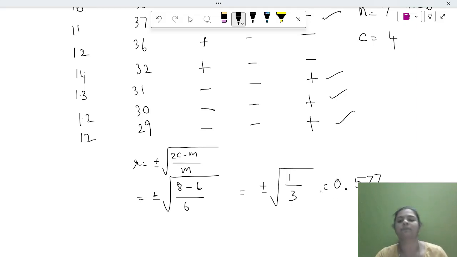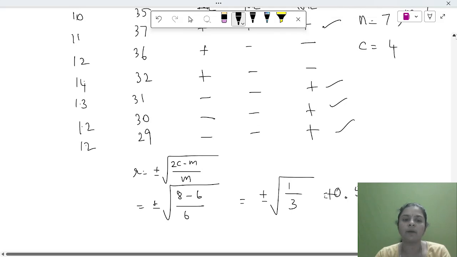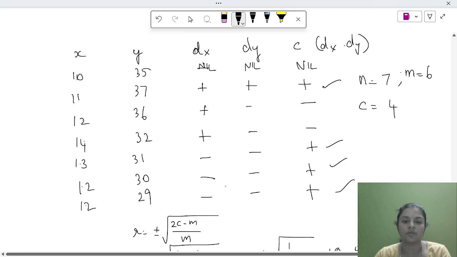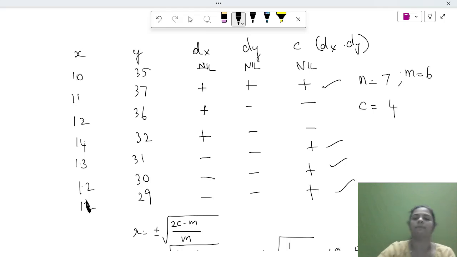Now, whether you should take plus or minus: you should take plus if it is inside the root positive; outside the root also it will take plus sign. If it is inside the root negative, outside the root it will take minus sign. So this is the formula and working for coefficient of concurrent deviations.